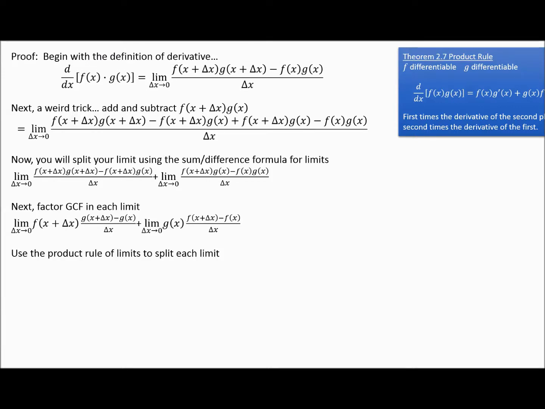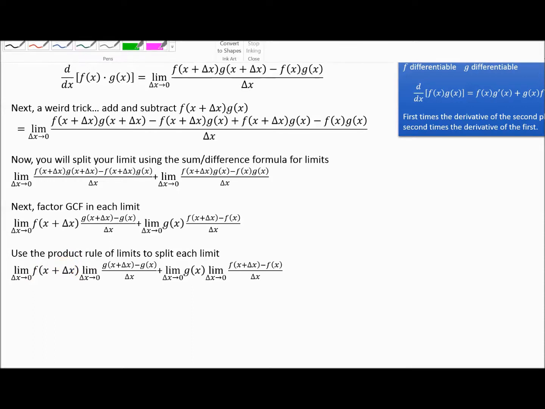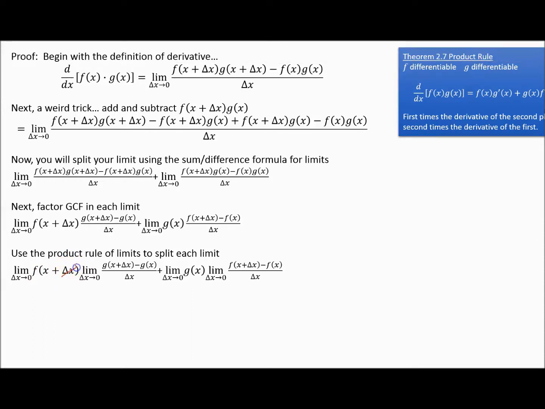So look at this next line. Use the product rule of limits to split each. There I go. So look, I've got the limit of the first one now separate from the limit of the next one, plus, that plus is so hard to see right there, the limit of g of x times the limit of that function. Now I'm ready to take the limit, okay? So because f of x is a continuous function, I'm allowed to substitute 0 in directly into delta x.